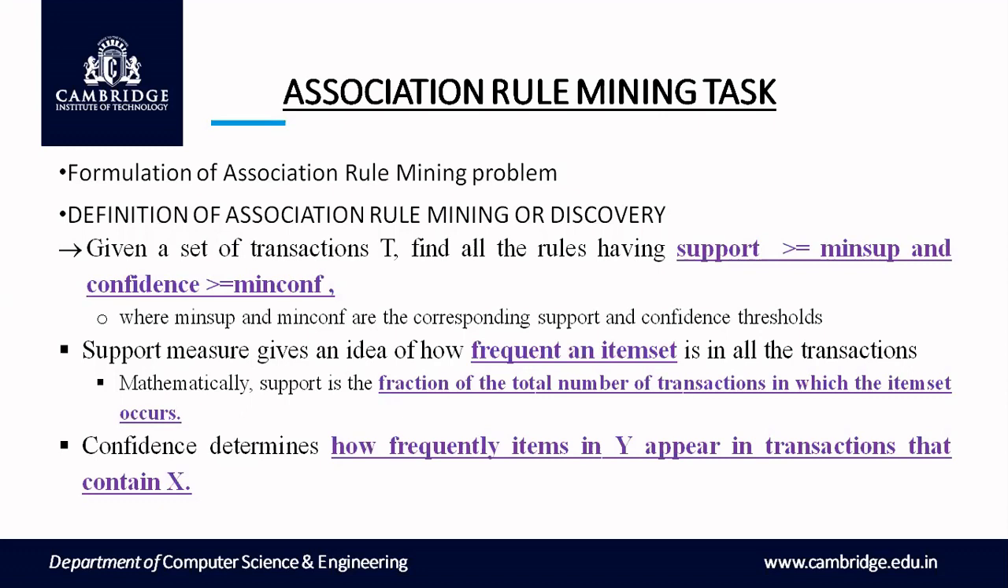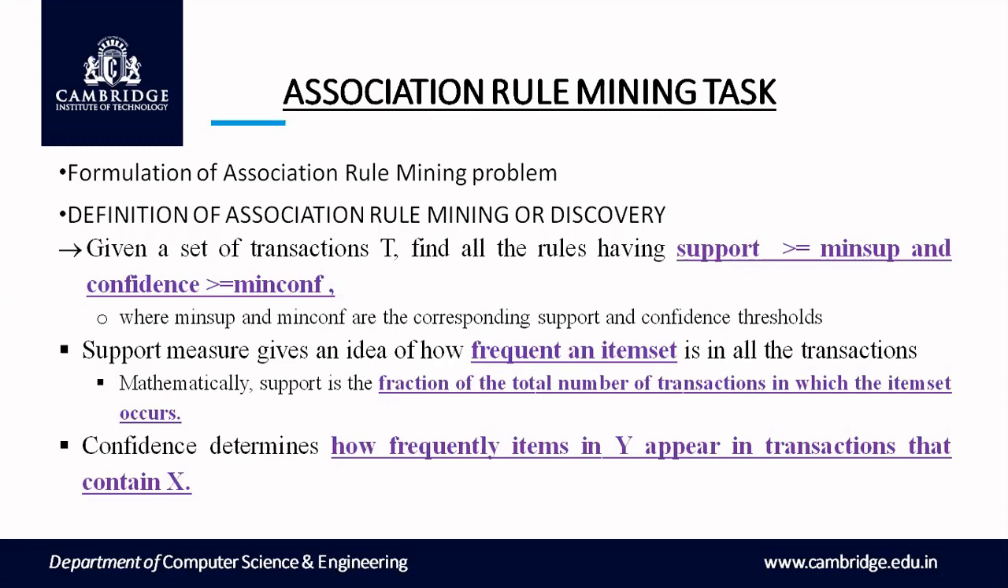We need to get to know in how many transactions we will be able to see this particular item set. If that combination exists in multiple transactions, then obviously the discovered rule has some value. Similarly, for confidence, if I say X determines Y is an association rule, then confidence measures how frequently the item Y exists in all transactions wherever X is present. So this is the basic definition.